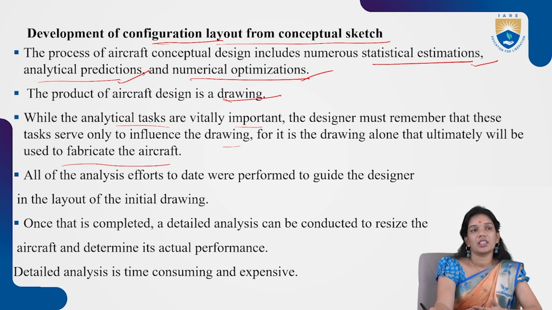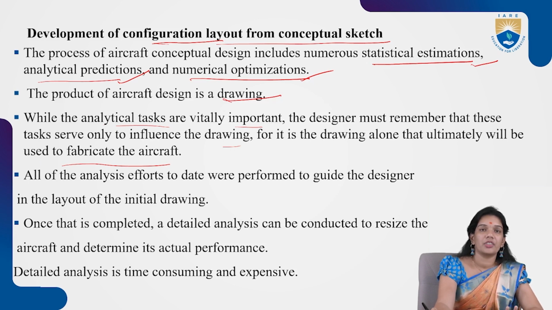Now, when all of those things are done, when I come up in the conceptual stage, when I'm making a few estimations, doing a few analyses by doing iterations or by optimizing, all of these things are going to end up with a drawing in hand, or a configuration layout of it. Only when the configuration layout is correct, only that particular layout is going to be fabricated, right? So that is when my fabrication stage begins, right?